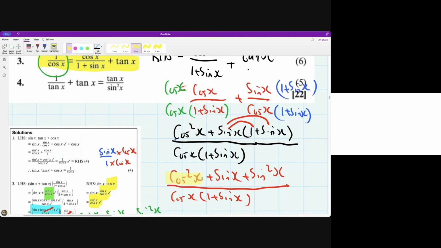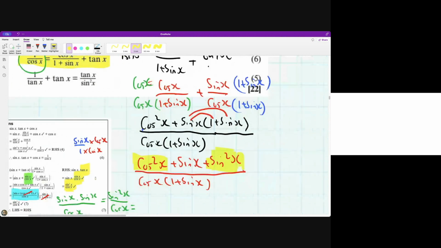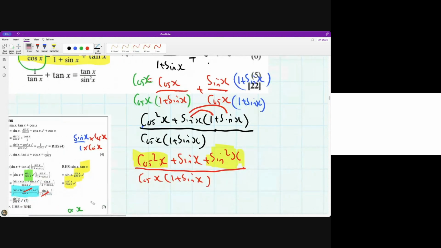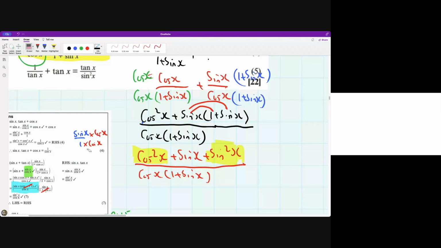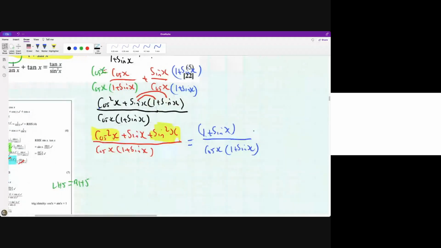Okay, now I saw this earlier. What happens when you add those two terms together? When you go cos squared x plus sine squared x, what do you get? You get 1. Ooh, this is looking very good. I suddenly got very excited. Why did I suddenly get so excited? I feel like I got a glimpse of the promised land here.